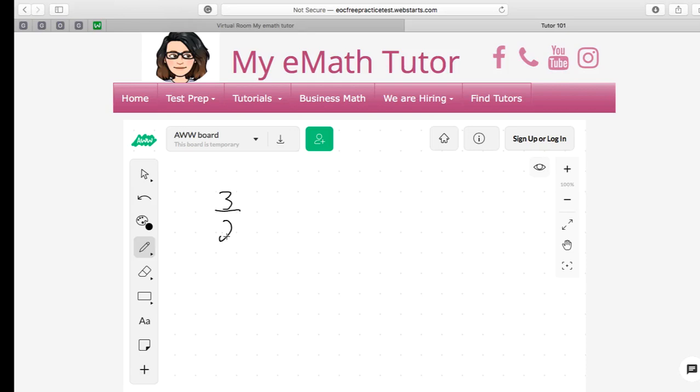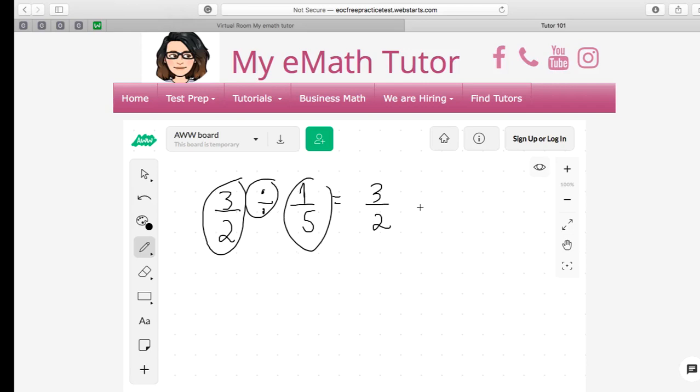So let's say that you have 3/2 divided by 1/5. Well, anytime you have division, you're gonna keep the same format for the first fraction, but the second one you're gonna flip. So instead of 1/5, you're gonna write down 5/1, or 5, basically the reciprocal. And then from there, you're just going to multiply. So 3 times 5 is equal to 15. 2 times 1 is equal to 2. Beautiful.